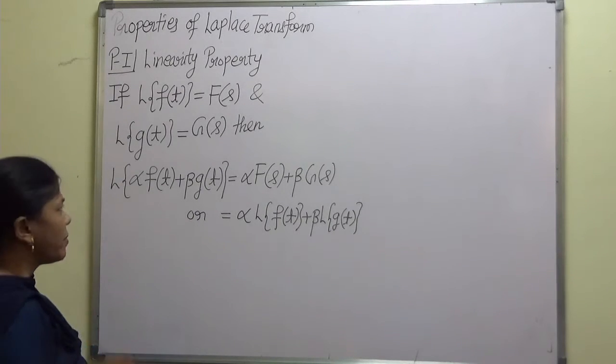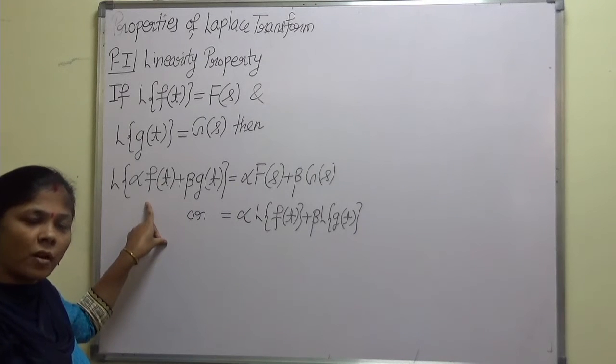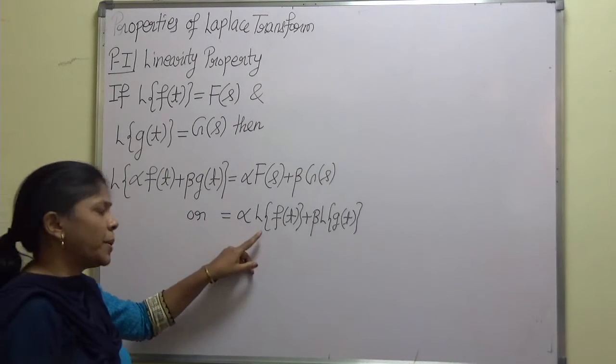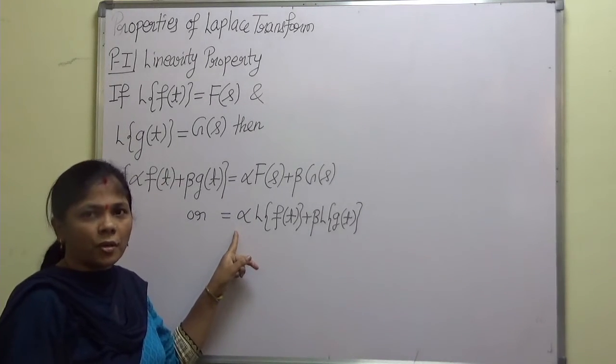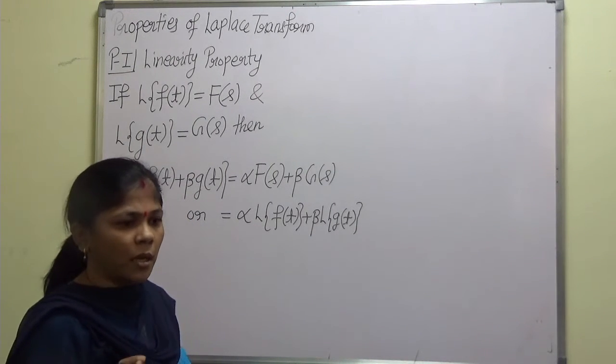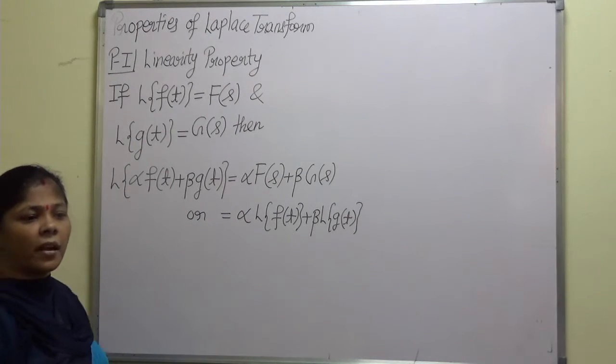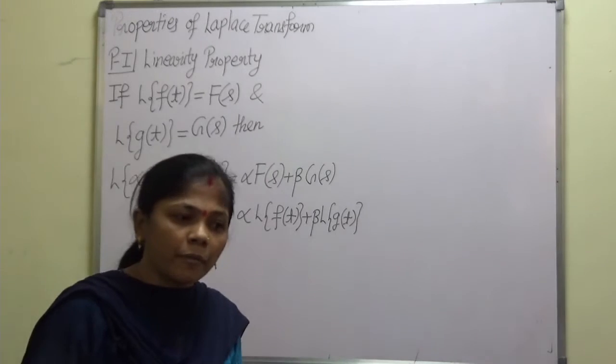It means what? When we apply Laplace transform on a function of t where we have certain constants, that constant will go out of the operation. So Laplace transform operates only on function of t, right? This is what the property says.